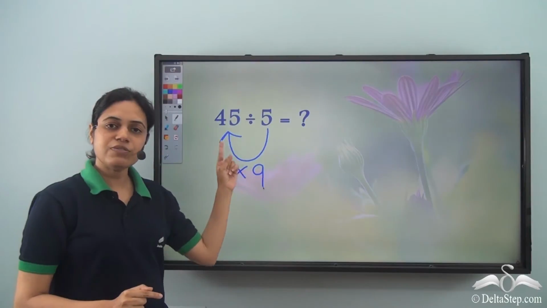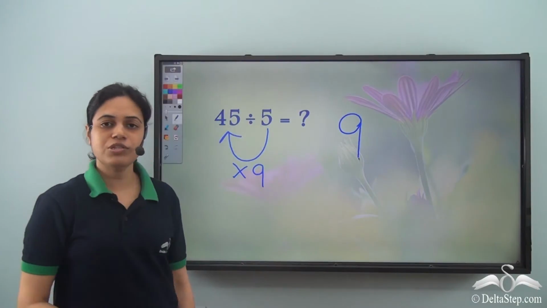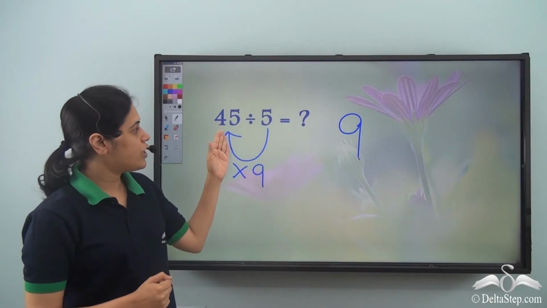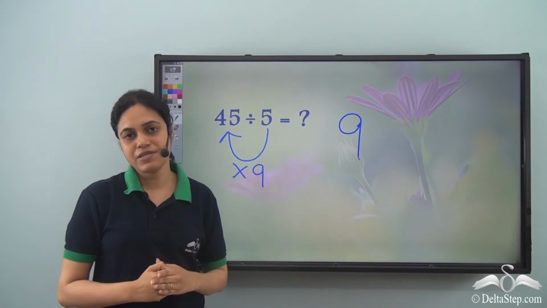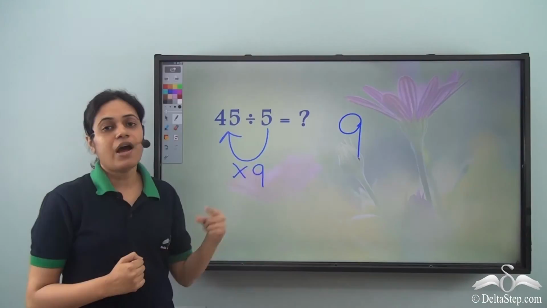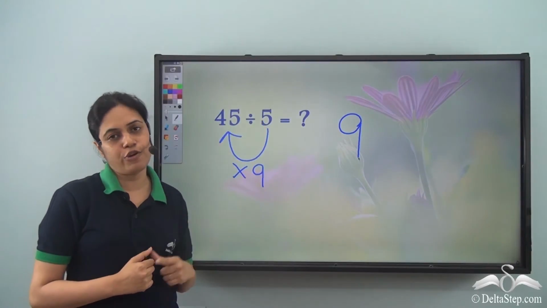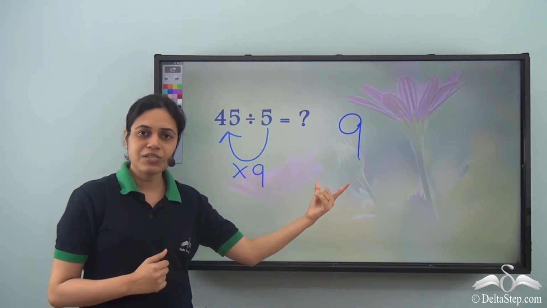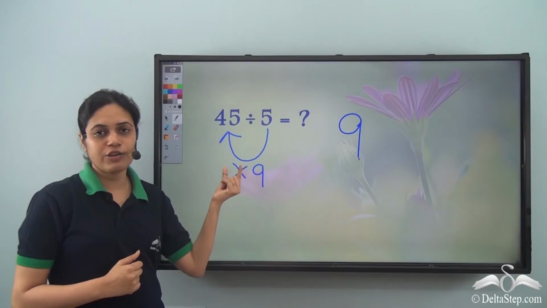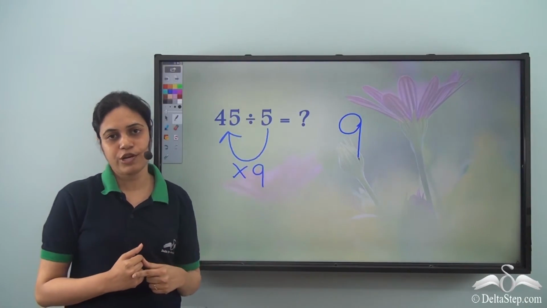5 into 9 is 45. So the answer or the quotient is 9. So 45 divided by 5 is equal to 9. This is the quotient. I can also say this as, how many times does 5 go into 45? 9 times. So 5 into 9 is 45. That is 5 goes 9 times into 45.